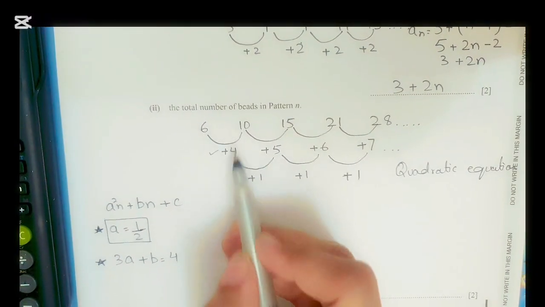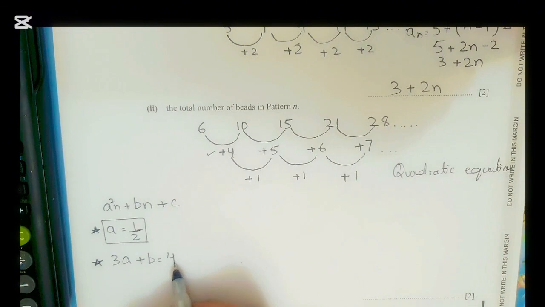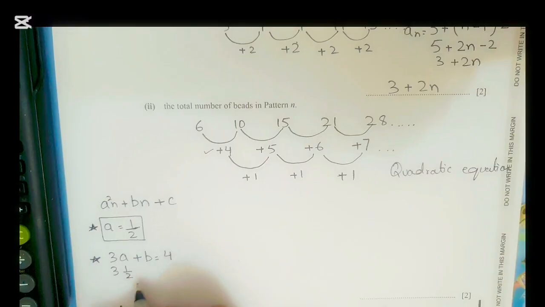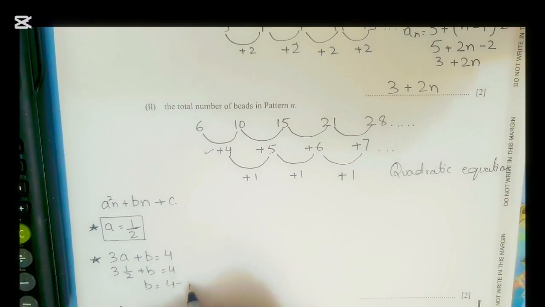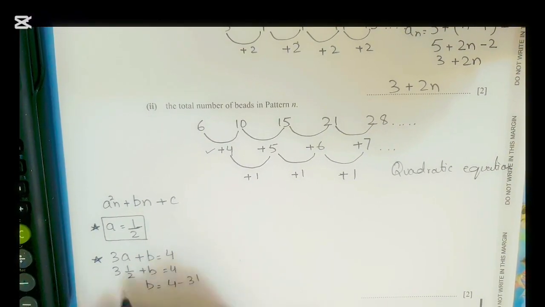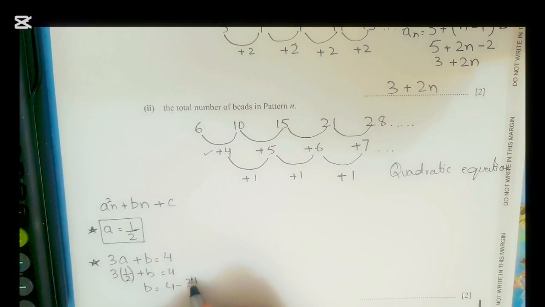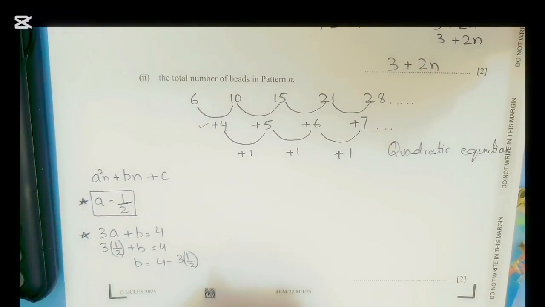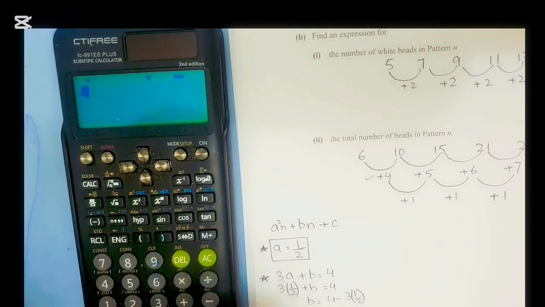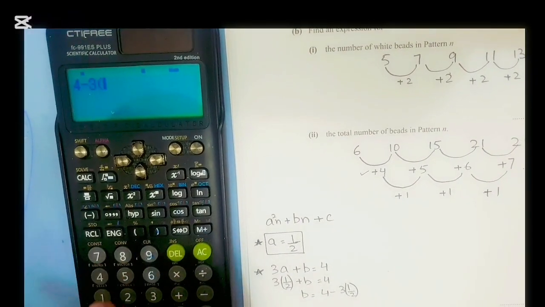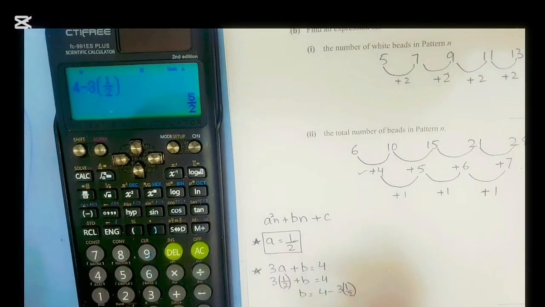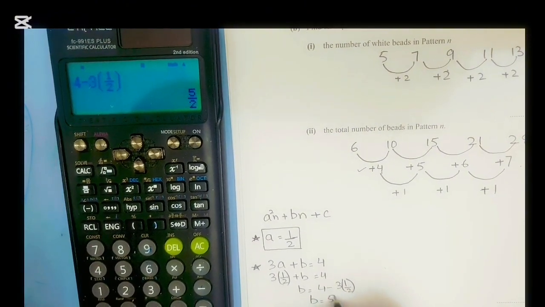So this is 4, the difference from the first two terms, the first difference is 4, so I'm using 4 over here. So 3, and what is the value of a? This is 1 upon 2, plus b equals 4. So b equals 4 minus 3 times 1 upon 2, or we can say 3 upon 2. So we can solve by using a calculator. 4 minus 3 upon 2, and the answer is, the value of b is 5 upon 2.